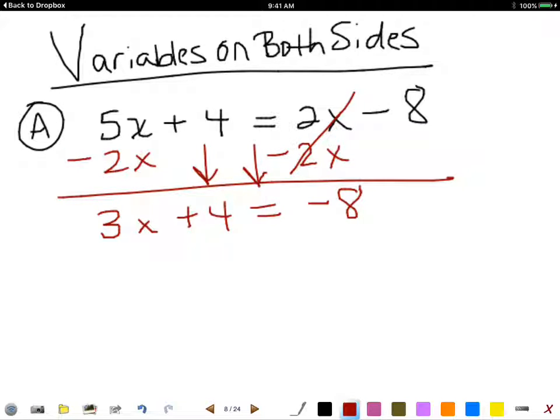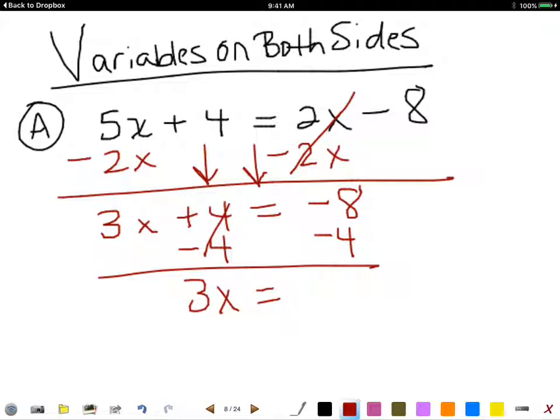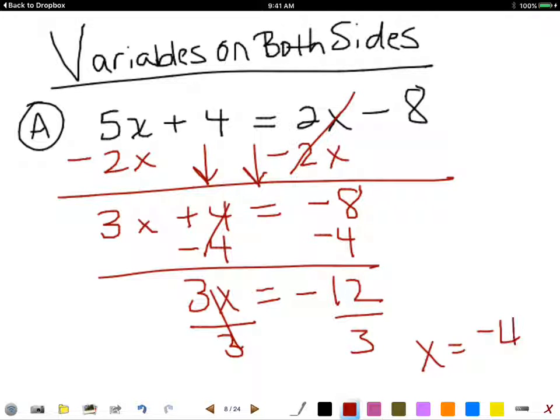And now you should be pretty comfortable at what to do now. What do we do next? Subtract 4. So we have 3x equals a negative 8 minus 4, which is a negative 12. And then divide by 3. So x equals negative 4. Okay, that's a lot different than if the 5x and the 2x were on the same side of the equal sign. Raise your hand if you have a question, because every year kids want to try to write 7x. You can't do that unless they're on the same side of the equal sign.